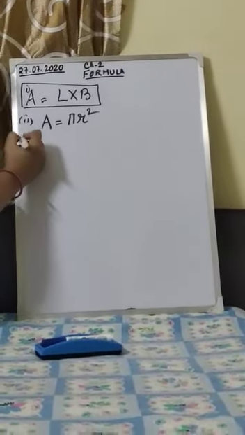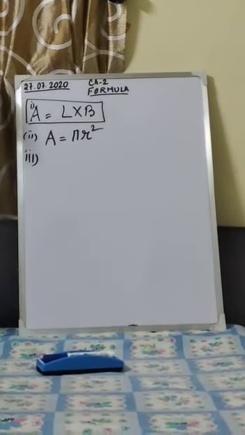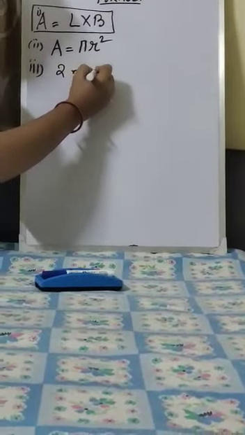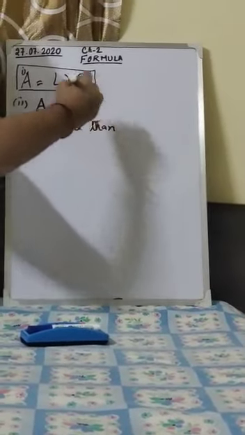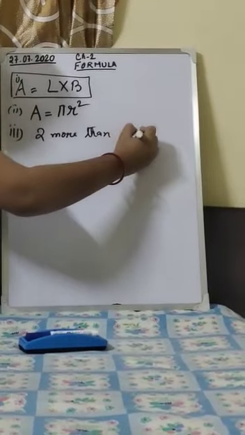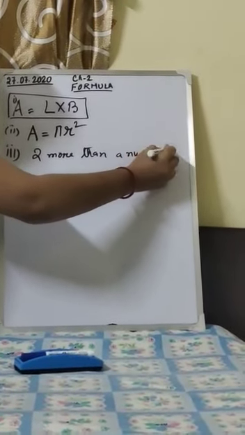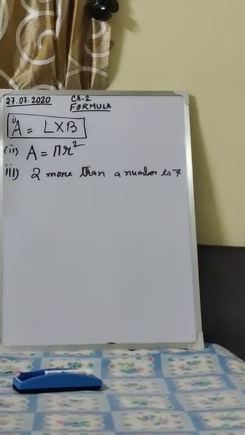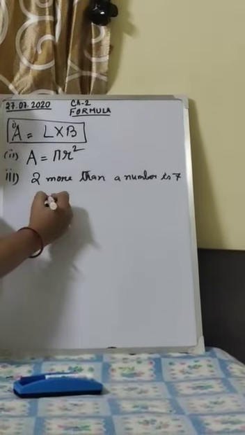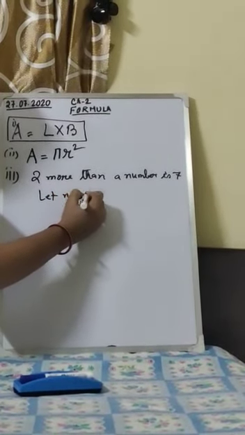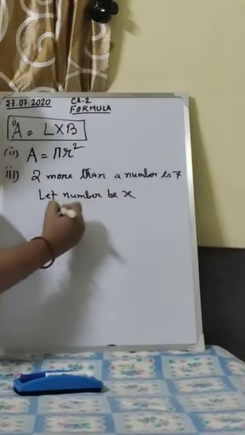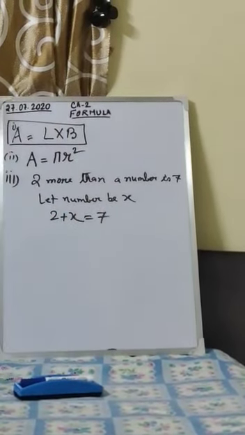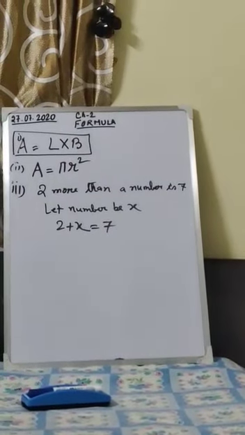Suppose, in the third example, it is given: 2 more than a number is 7. This statement you have to write as a mathematical expression. So, let the number be x. 2 more than the number is equal to 7, that is x plus 2 equals 7. This is your answer. Got it?